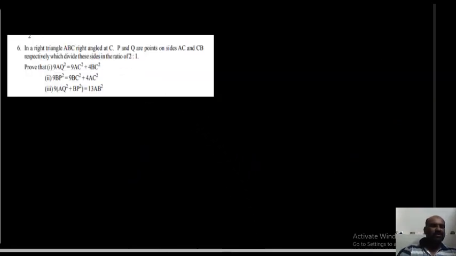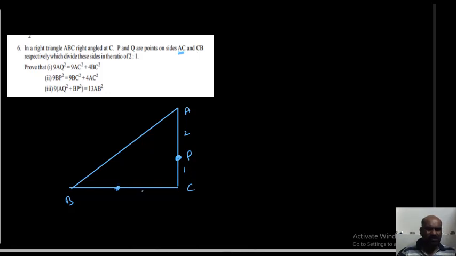Okay students, next problem, the last problem. In a right angle triangle ABC, right angle at C, P and Q are points on sides AC and CB respectively, which divide the sides in the ratio 2:1. There are three things you want to prove. That's not a big problem. First of all, I want to draw the diagram for that.